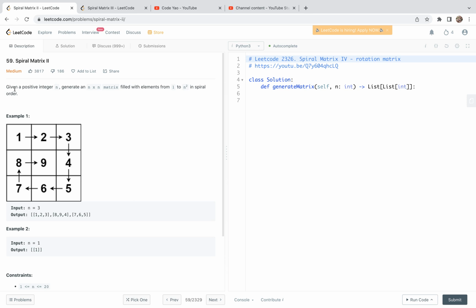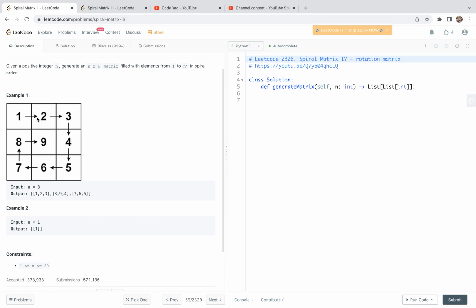First, we'll quickly read through the statement of the problem, and then we are going to share the idea and analyze the method, and then we are going to share the code and do the tests. So first, let's look at the statement. Given a positive integer n, we are required to generate an n by n matrix filled with elements from 1 to n squared. So in total, these are n squared numbers, in spiral order.